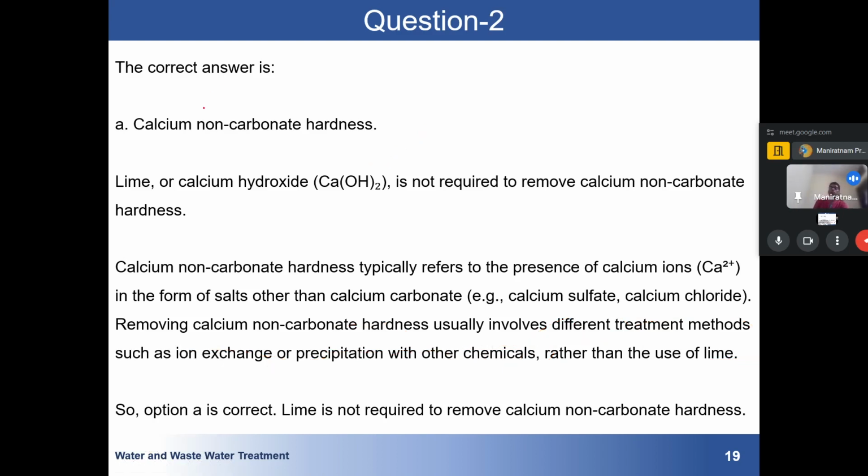They are talking about non-carbonate hardness, and non-carbonate hardness cannot be removed just by simply adding some chemicals. You have to go through some special treatment such as the use of an ion exchanger. So this is what I have written here: removal involves different treatments such as ion exchange or precipitation with some other chemical. How lime is used to treat hardness, you have to read in your online session. Okay, so the correct option is: lime is not required to remove calcium non-carbonate hardness.